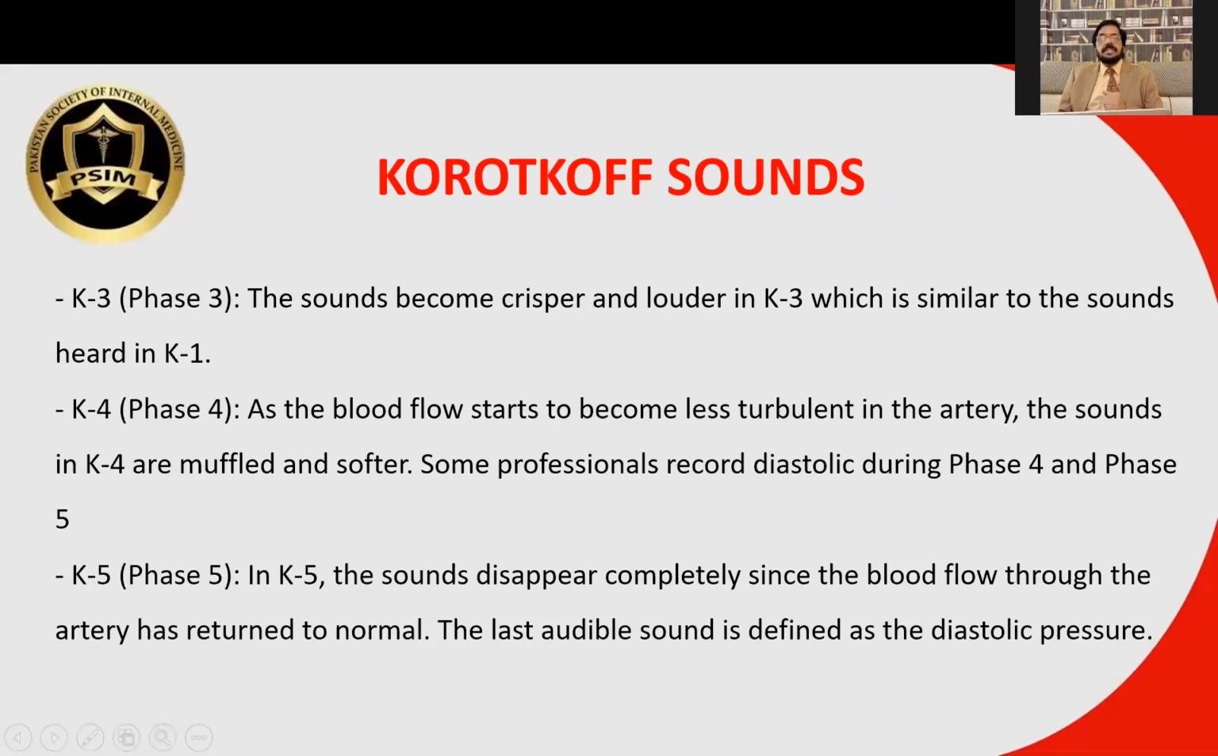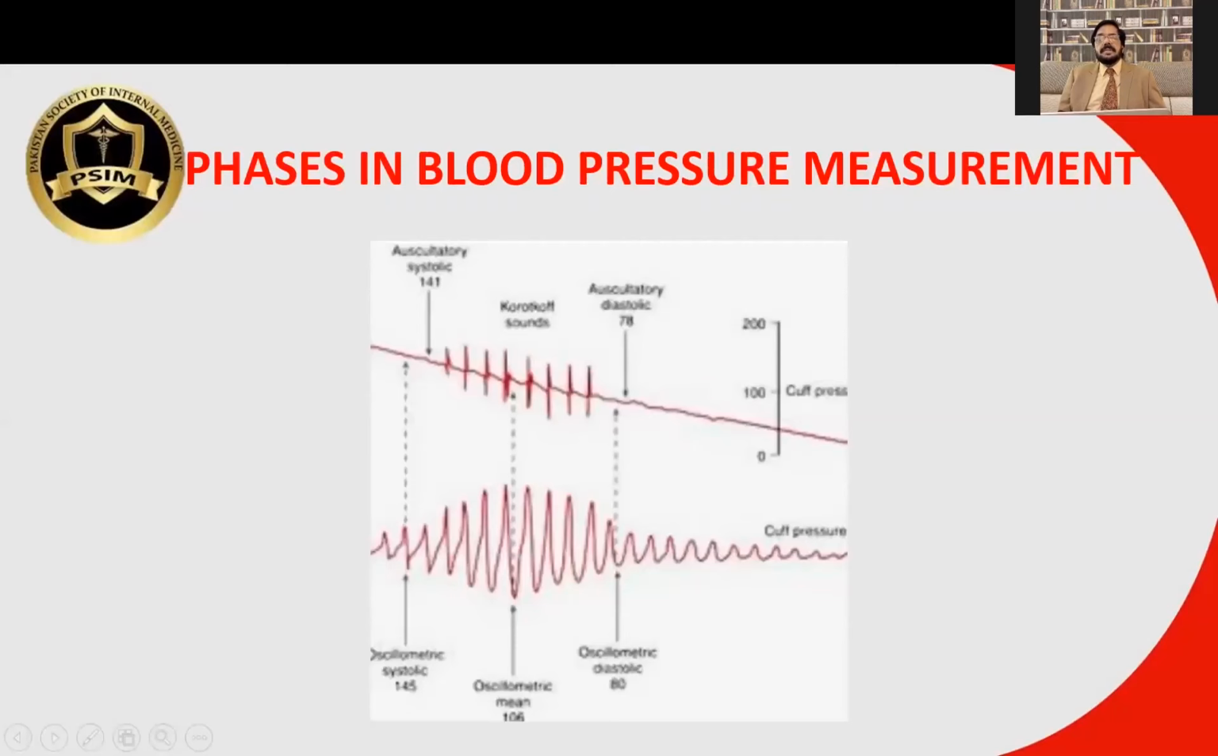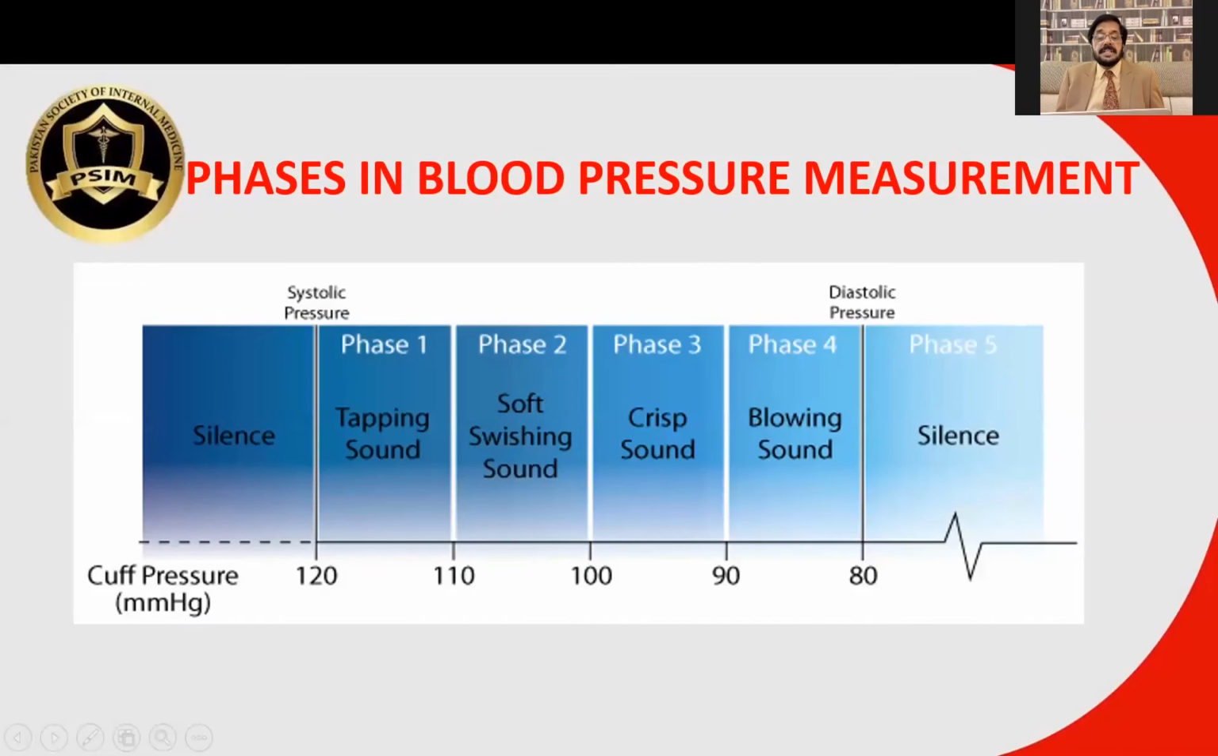So these are the five sounds I have talked about, the Korotkoff sounds, and these are basically diagrammatically represented over here. You can see at the lower area that once there is the systolic pressure, for example, 145, and then there is this high intensity sound, the oscillometric sound, that comes slightly at the lower range, and then comes decreased intensity, and then muffling of the sound, and then there is disappearance. So we can see it in different phases.